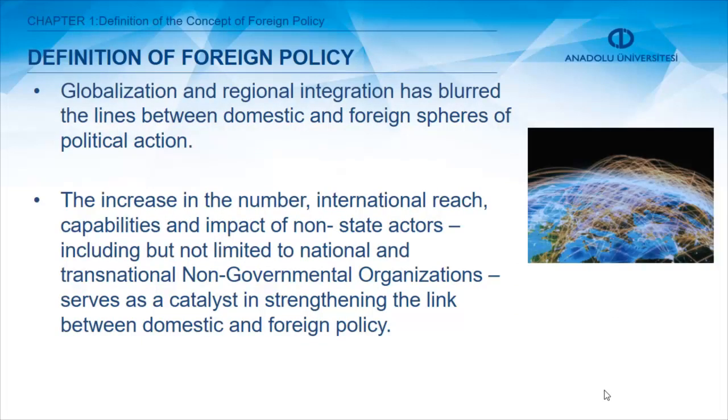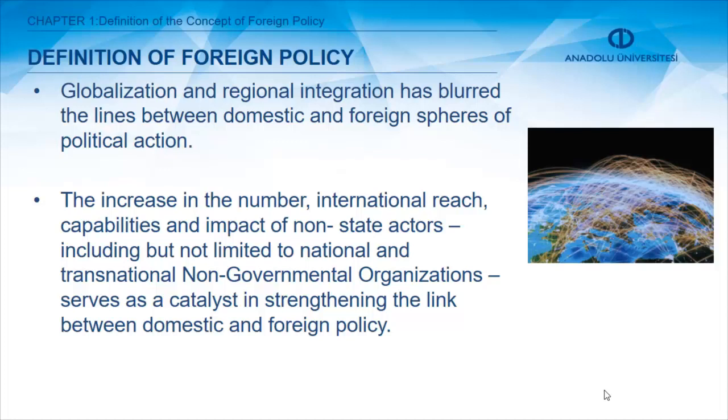Now, the first reason for the external-internal relation is globalization, of course. Globalization and, to some extent, regional integration has blurred the lines between domestic and foreign spheres of political action. There is no strict line of difference between the domestic and foreign spheres of political action when it comes to the making of foreign policy. Now, the increase in the number, international reach, capabilities, and impact of non-state actors, including but not limited to national and transnational non-governmental organizations, serves as a catalyst in strengthening the link between domestic and foreign policy.